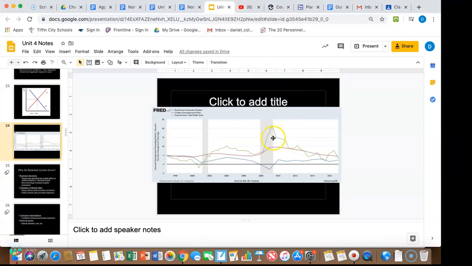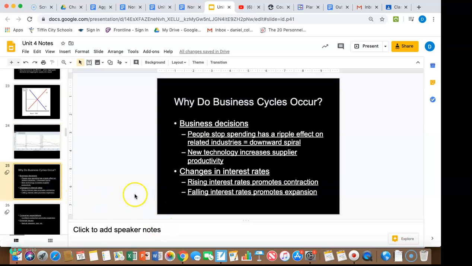I have this chart. I know it's kind of hard to see. I don't think it's that incredibly important for you, but it basically shows the correlation between the unemployment rate and GDP. Right, when GDP is going up, the unemployment rate's usually going down. When GDP is going down, the unemployment rate's usually going up.